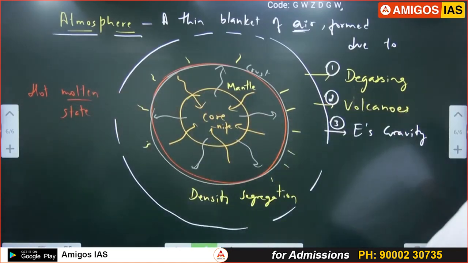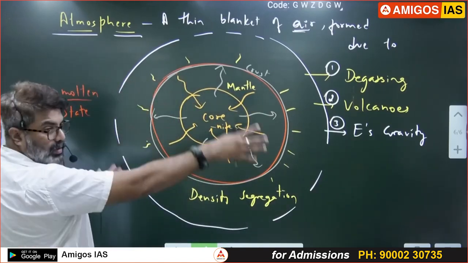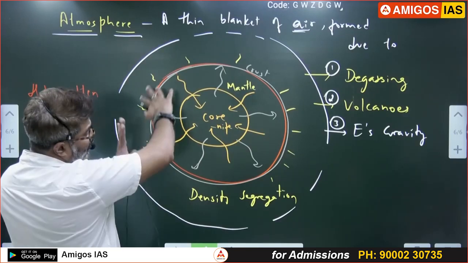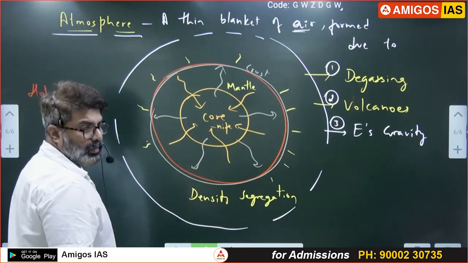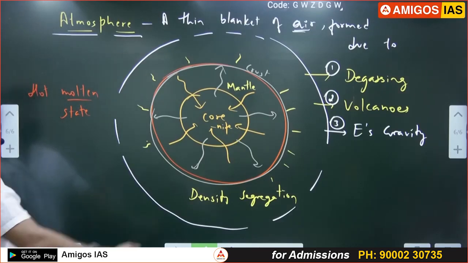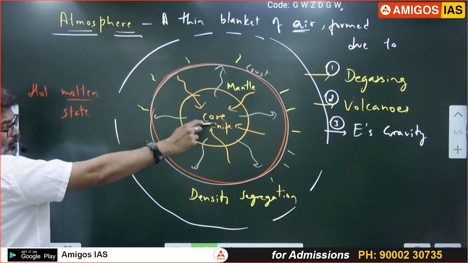Everywhere the same gases will be there, correct? Don't worry, you'll understand. So it's a blanket of air around the earth, formed due to this process.